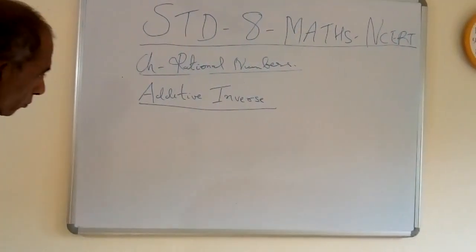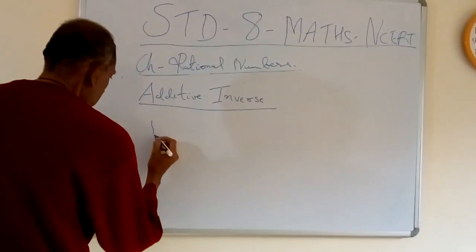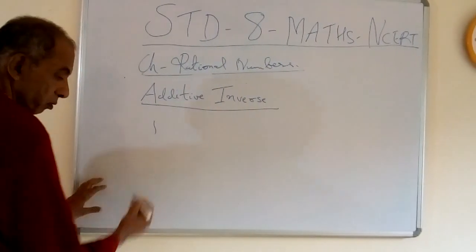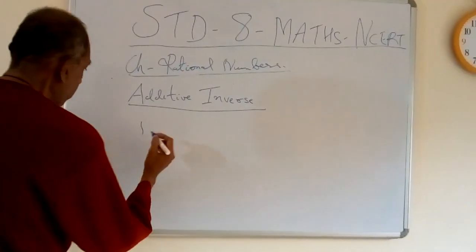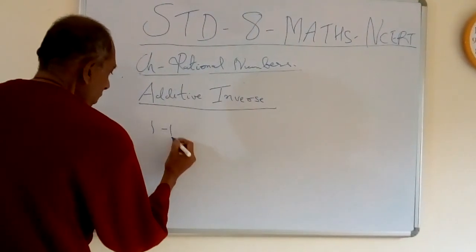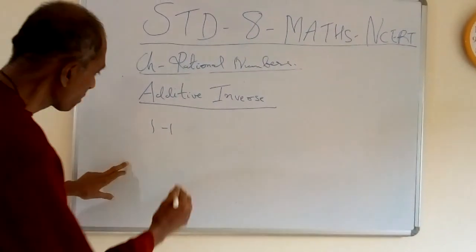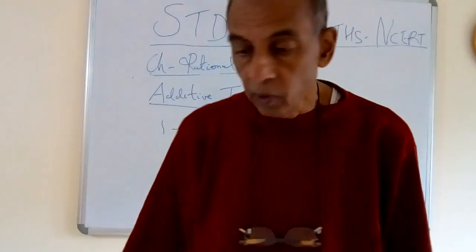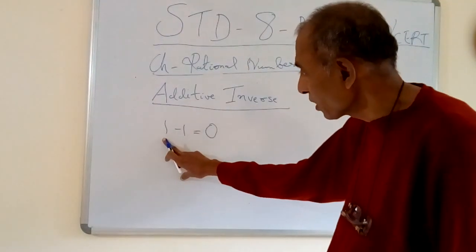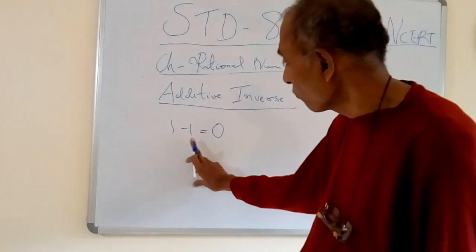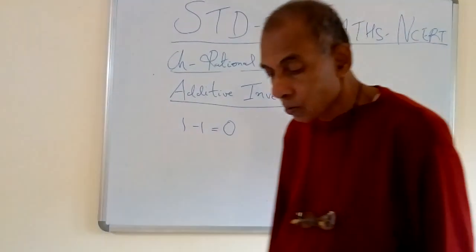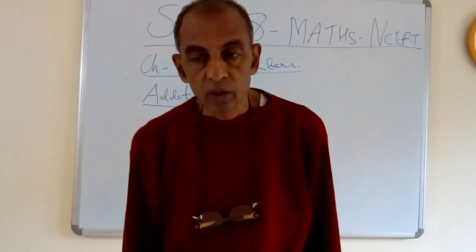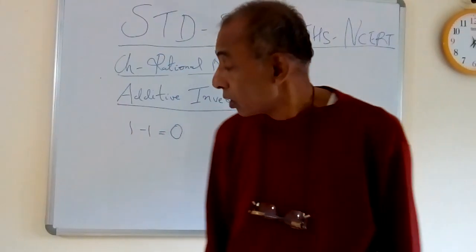So now if we have say 1, this is plus 1, and then we have another number minus 1. So plus 1 minus 1 will give us 0. So here the additive inverse of 1 is minus 1, and the additive inverse of minus 1 is 1. Because if you subtract two numbers and if you get the answer 0, those two numbers are additive inverse of each other. This is for all numbers.